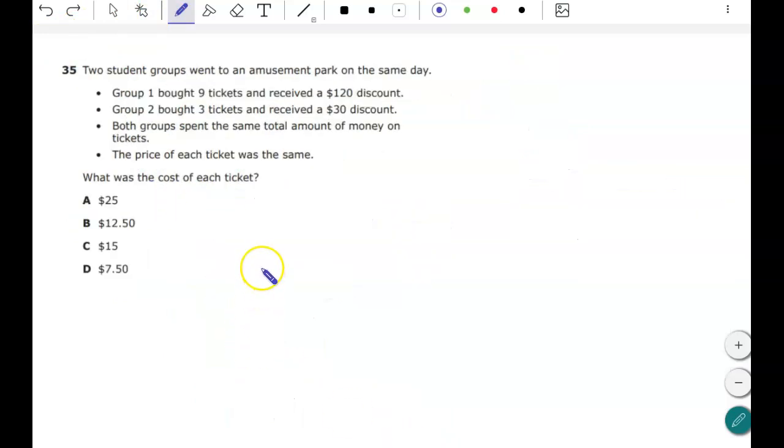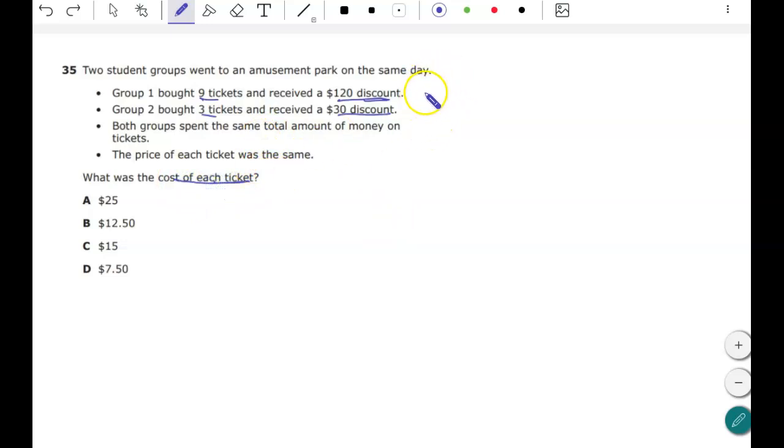All right, the next one. Two student groups went to an amusement park on the same day. Group 1 bought 9 tickets and received a $120 discount. And then Group 2 bought 3 tickets and received a $30 discount. Both groups spent the same amount of money on tickets. The price of each ticket was the same. What is the cost of each ticket?